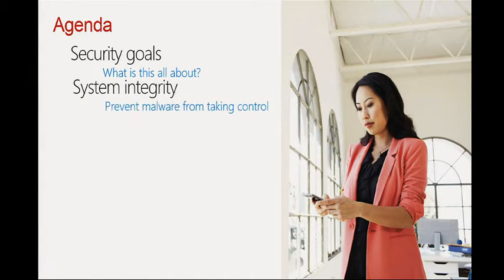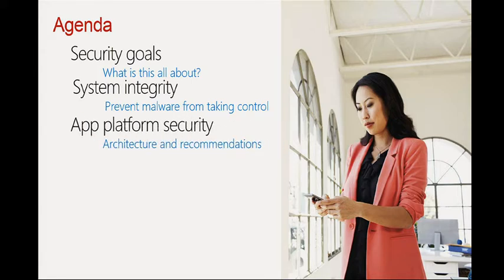Then we're going to talk a little bit about the integrity of the system, meaning the different services and the different architectures we put in the operating system to create what we call a secure operating system and, of course, a trustable phone. Then we're going to talk about the application platform security, where I will explain what we have put inside, how we protect the application, and also how we protect the user.